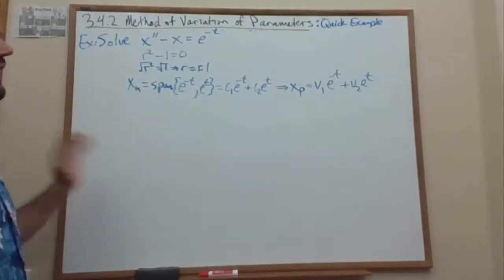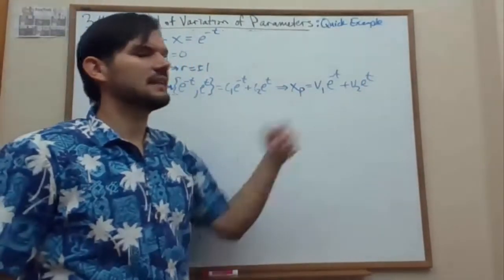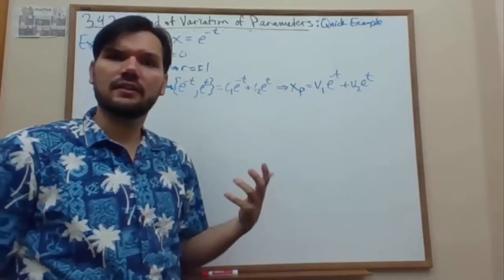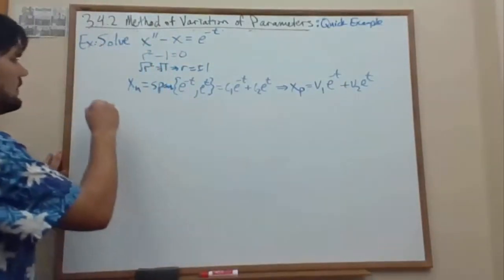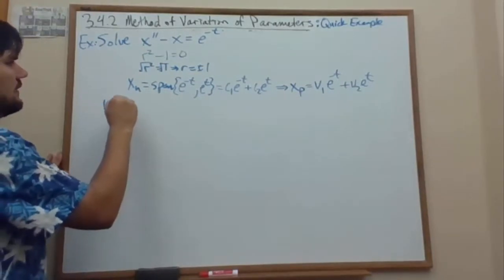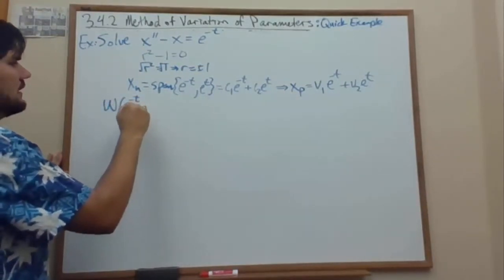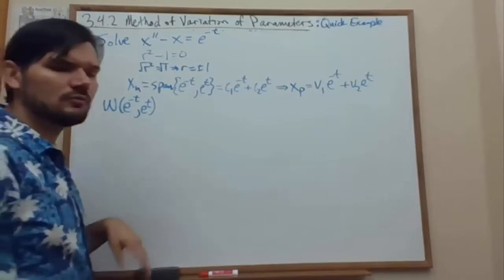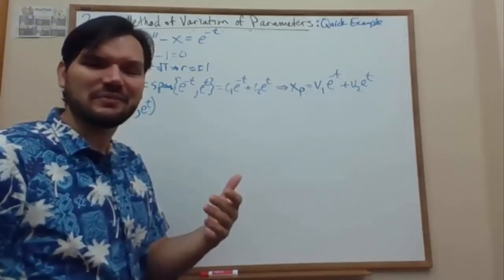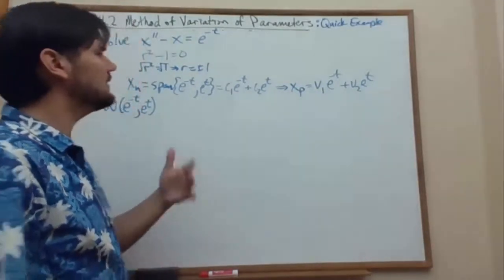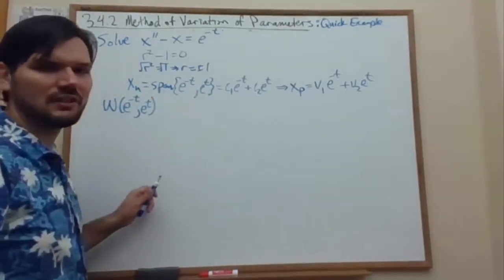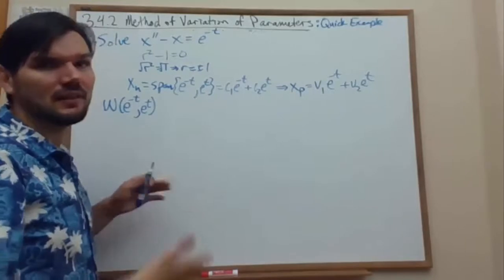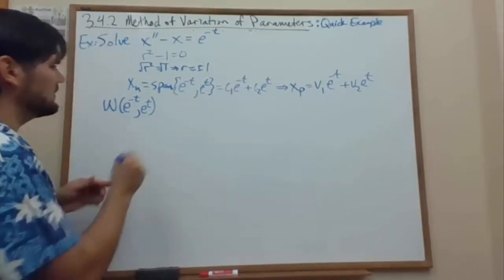Okay, so that's how we're going to put the pieces together. We need to calculate the Wronskian of this function and the two modified pieces to take the ratio. So first, the Wronskian, e to the negative t and e to the t. Now, notice that we need that Wronskian to be non-zero for this to work, and that means that the pieces we are spanning in our homogeneous solution must be linearly independent. But we've already been over that, so they are.